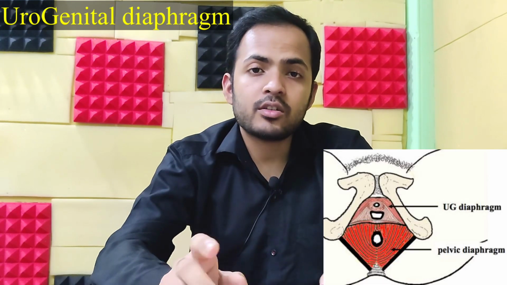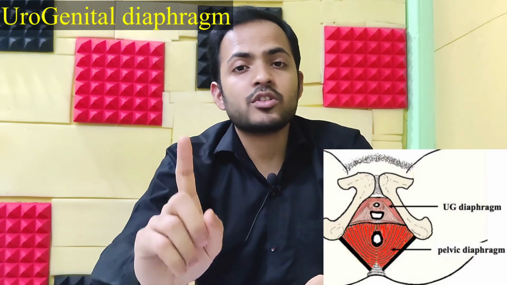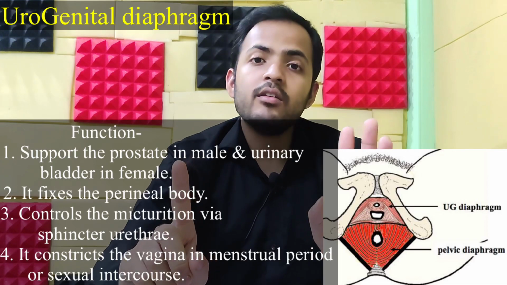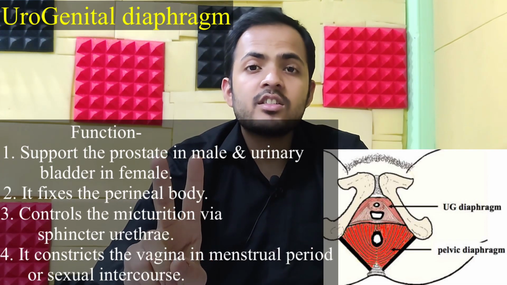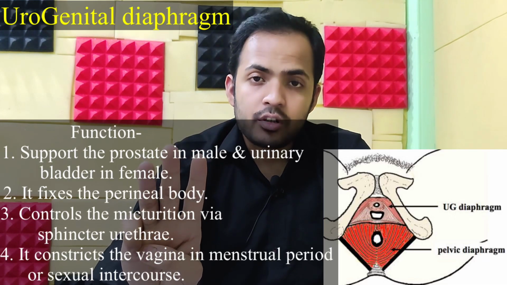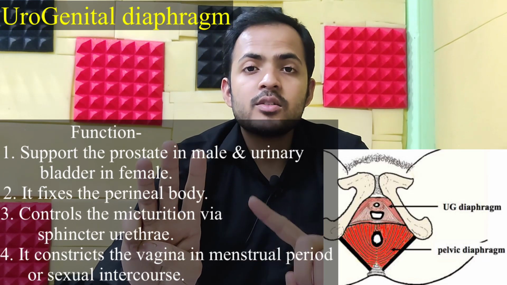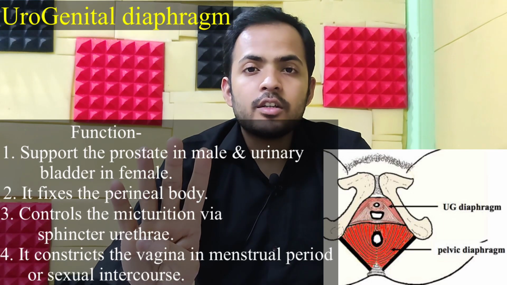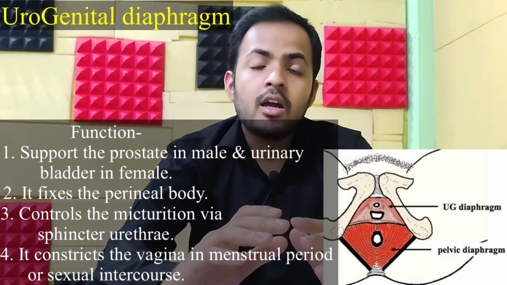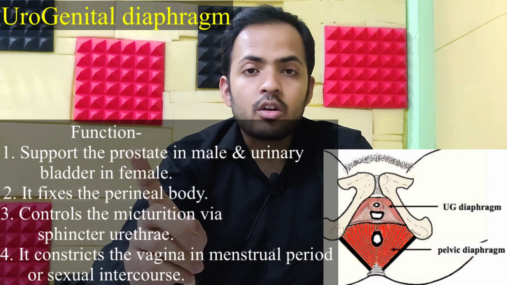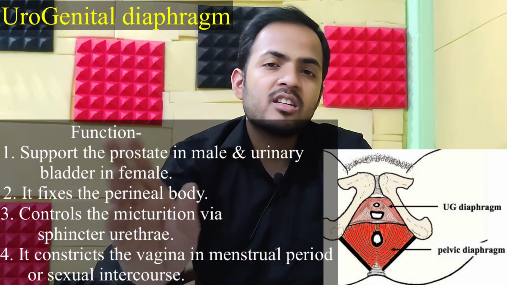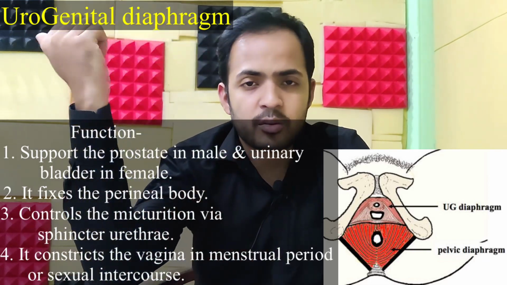Now the functions of this urogenital diaphragm: it supports the prostate in male and the urinary bladder in female. Secondly, it fixes the perineal body, and thirdly, it controls micturition because it has the sphincter urethrae muscle. Fourthly, it is very important, this urogenital diaphragm constricts the vagina in the menstrual period or in sexual intercourse. What are the mechanisms? These things in detail I will talk about in the physiology chapter, not here.